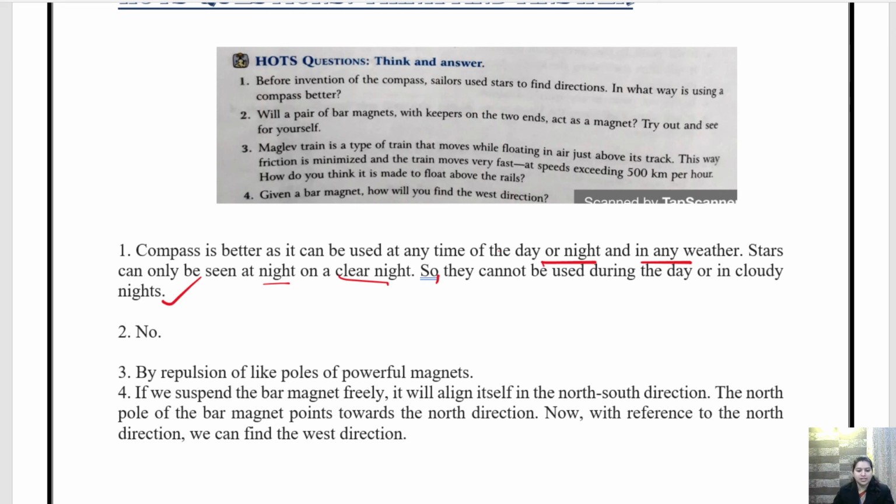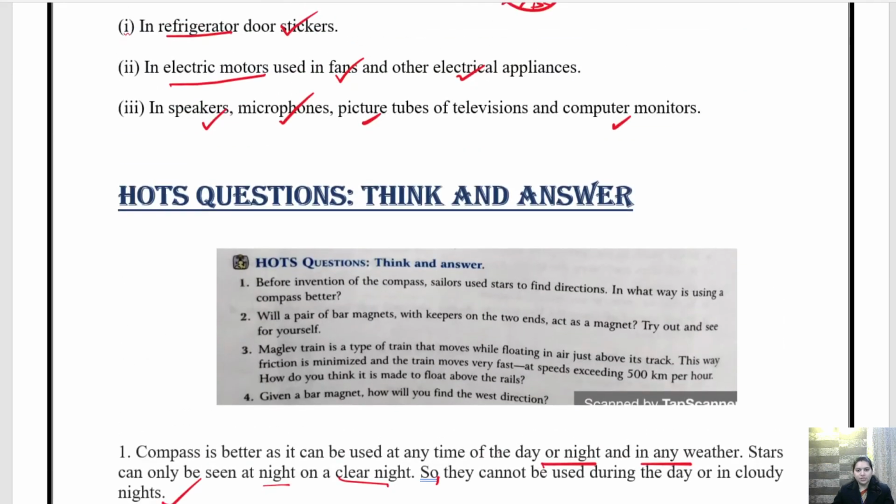Okay, so let's see. We will suspend a bar magnet freely. It will align itself in the south and north direction. Correct. The north pole of the bar magnet points towards the north direction. Now with reference to the north direction, we can find the west direction. Definitely इधर north है, ठीक है? If this is north and that is south, then from north the left hand side is west, and from north the right hand side is east. Okay, so east, west, north, south. By this way we can find all the 4 directions. Clear? So that was the exercise, children.